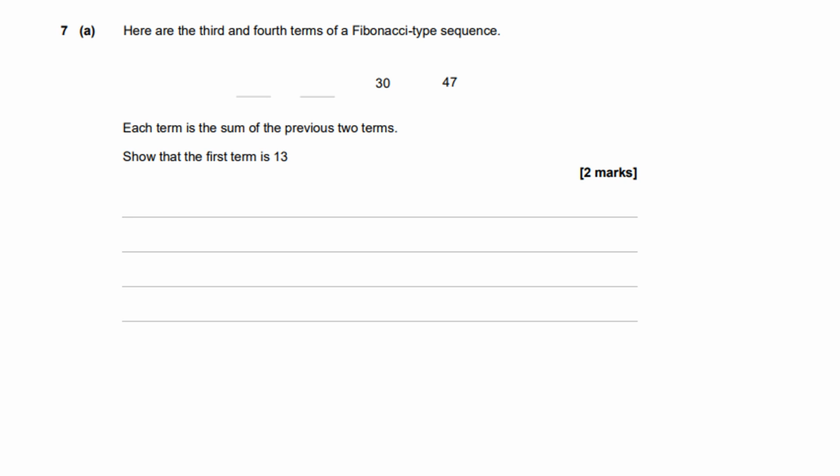So we have a third and fourth terms of a Fibonacci type sequence. So Fibonacci type sequence is when you add the previous term to find out the next term. So you add the previous term to your number, so you add this to this to find out 47. So something was added on to 30 to give you 47. This would mean that the number before it was, of course, 47 take away 30, so that is 17. So 17, something was added on to 17 to find out 30. So if you were to do 30 take away 17, you will be able to find out that that's going to be 13. So that's how we get 2 marks from this.